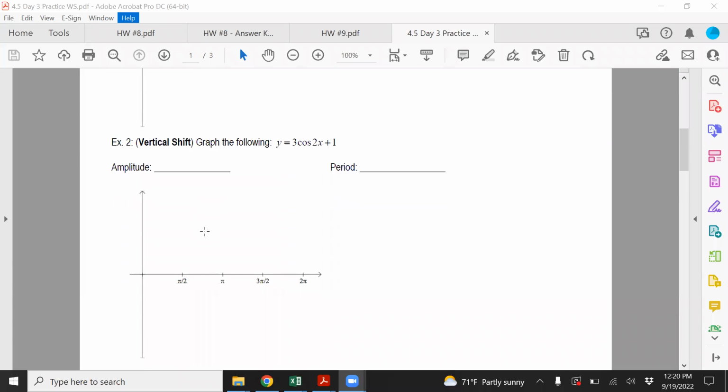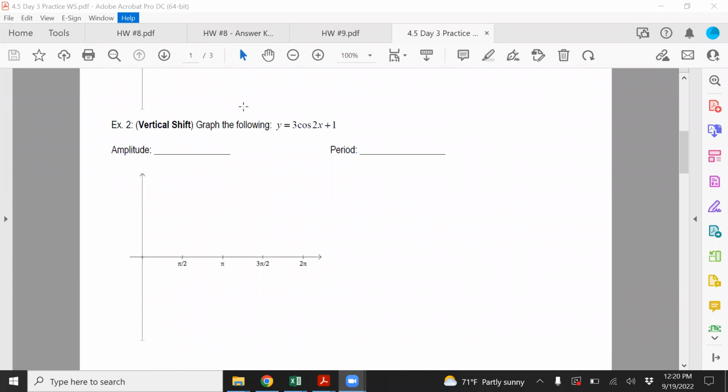Okay, vertical shift. Here's where the fun begins. Now we're going to start doing some little wacky stuff. Okay, A is 3, B is 2, D is 1. Okay. There is a letter C, by the way. That's a horizontal shift. We're not going to do that in this class. So don't worry about that. If you ever are curious about it, talk to me later. All right. So A is 3, B is 2, and D is 1.